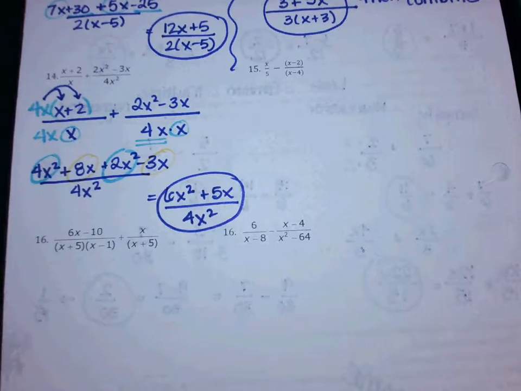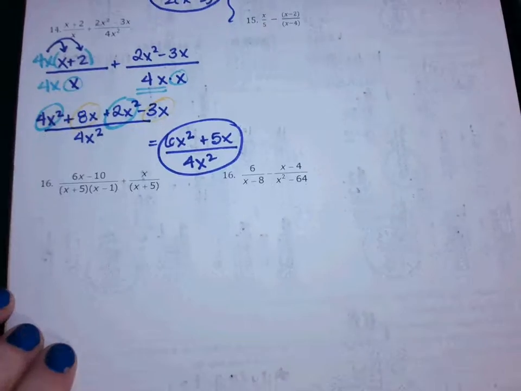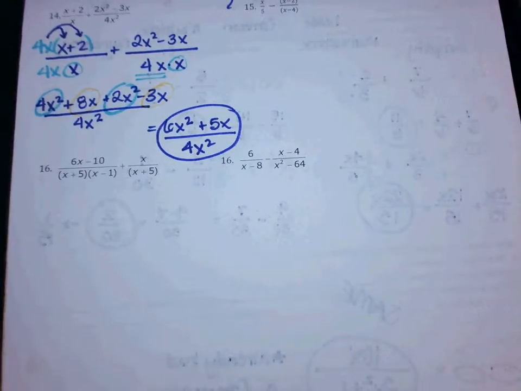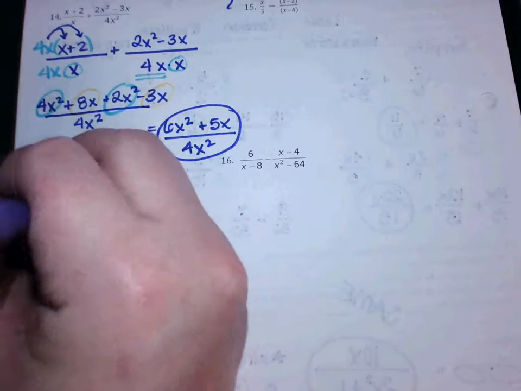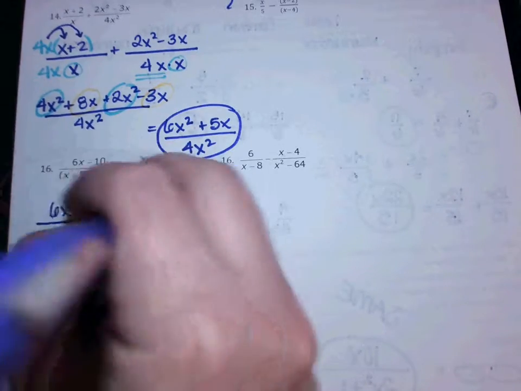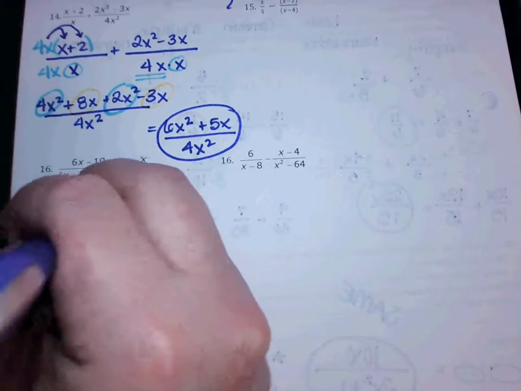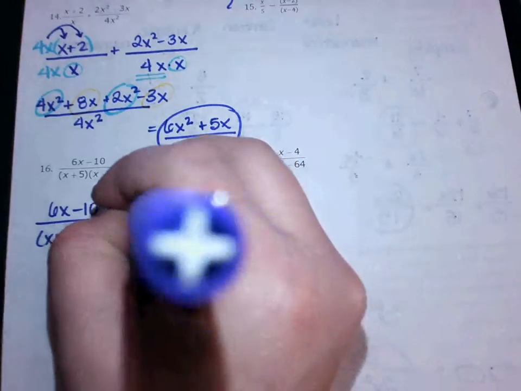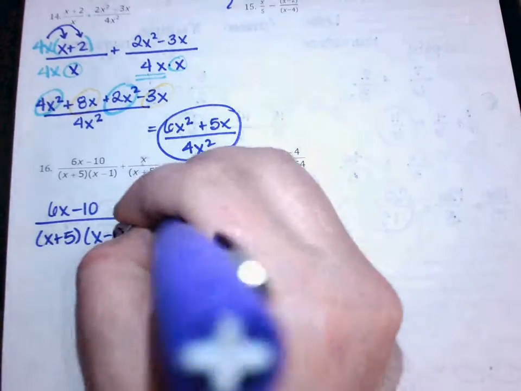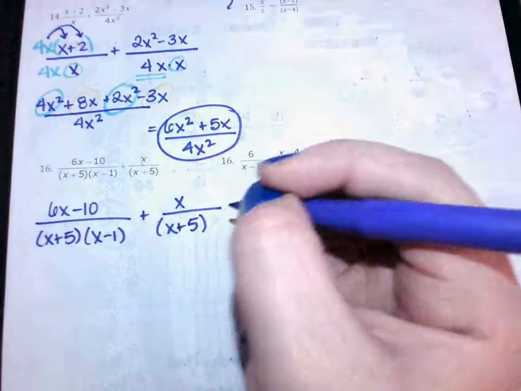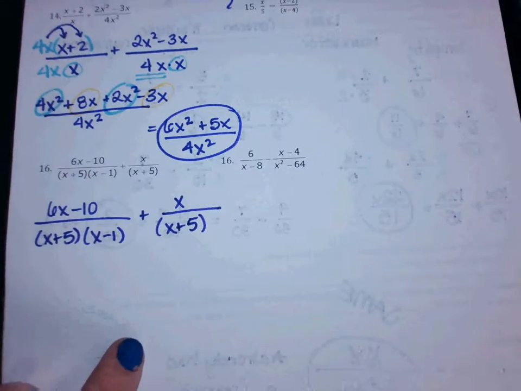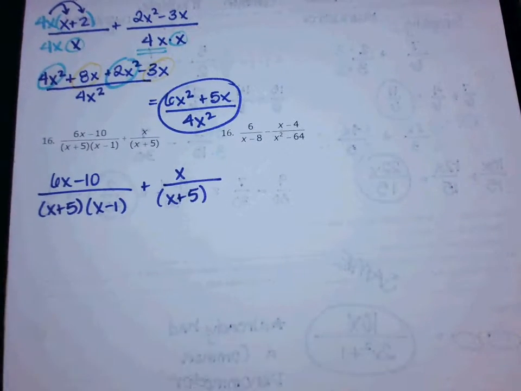Okay, let's jump down to number 16. We're going to come back to number 15. Okay, come down to number 16. Take a look at it. I have 6x minus 10 over x plus 5, and x minus 1 over x plus 5. Okay, look at the bottoms. What do they already both have?